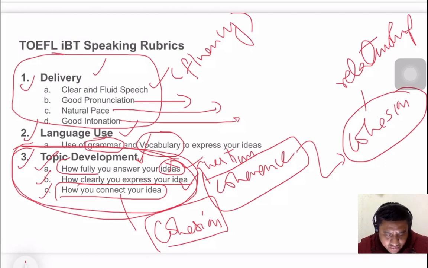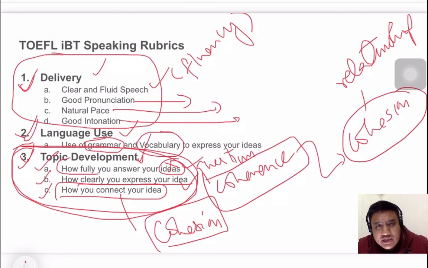So the TOEFL iBT speaking rubric is divided into these three. Whenever you sit for the TOEFL iBT speaking, now you know that you have to complete four tasks, right? When you're completing each task, you're given some time to prepare, and then you have to speak into the computer. When you speak into the computer, that voice sample is recorded and taken to the ETS.